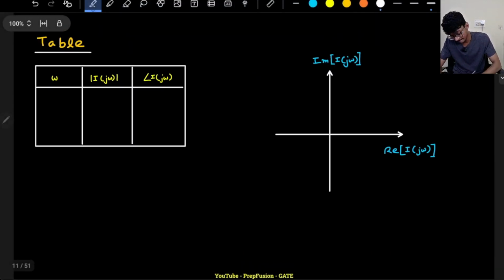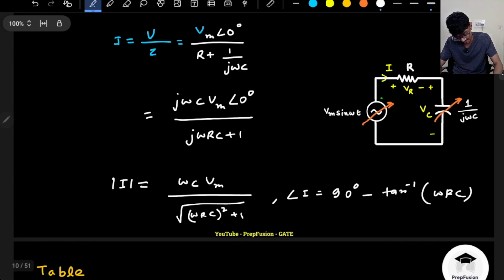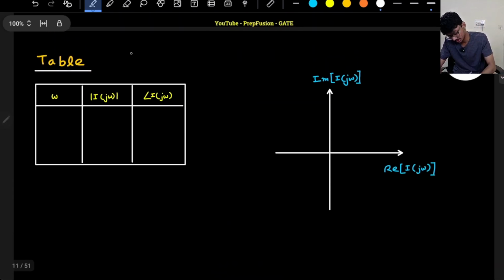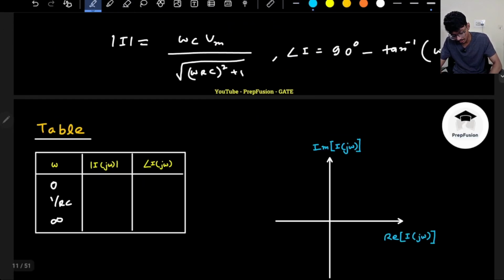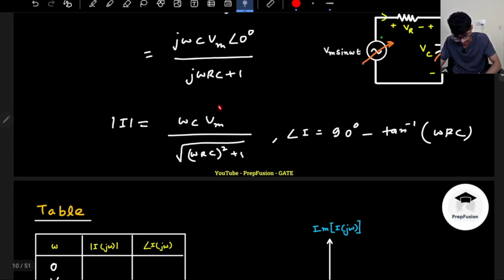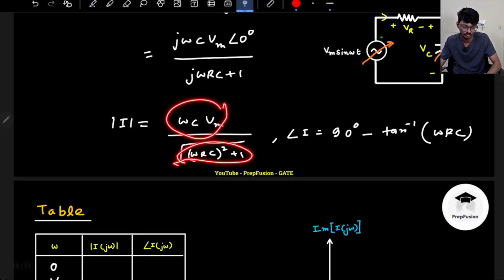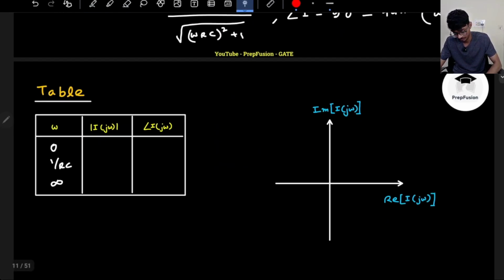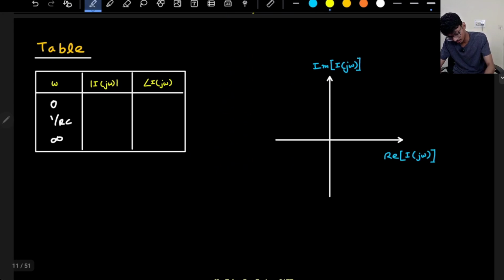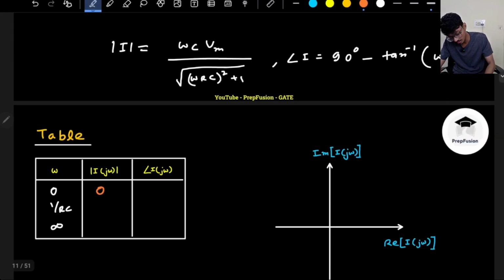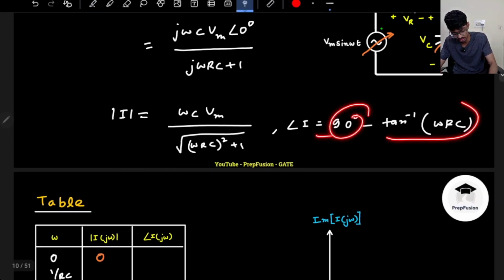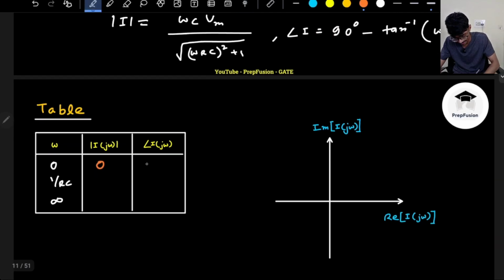So for omega, let's take a few cases here. For omega equals to 0, omega equals to 1 by RC, and omega equals to infinity. So for omega equal to 0, what is my magnitude? Numerator is 0, denominator is finite. So 0 upon finite is 0 only. So at omega equal to 0, my magnitude is 0. At omega equal to 0, my phase is plus 90 because this will be 0 only.